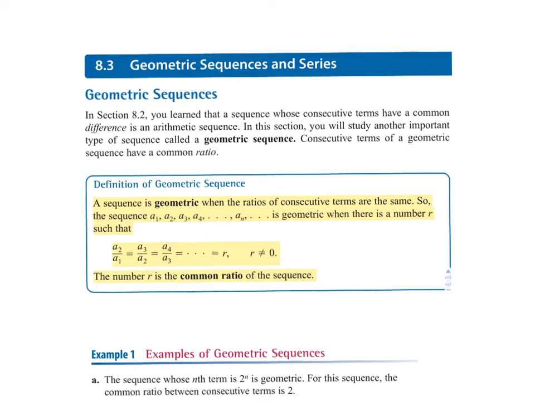Okay, 8.3, geometric. Last week, guys, we talked about arithmetic. That was when, if you had a graph, it was going to be a line. We talked about the common difference, which was what you added or subtracted every time. Geometric, if you graph it, is going to be an exponential graph. Remember what those look like? Like a smooth curve.